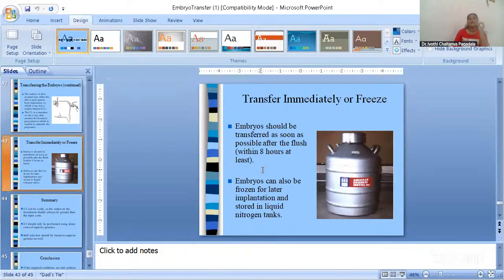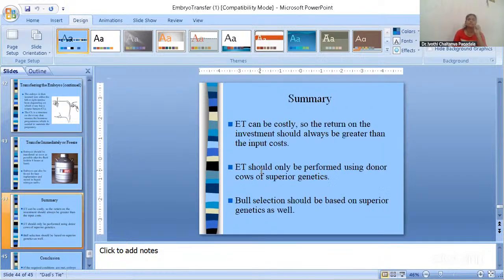Transfer immediately or freeze. Embryos should be transferred as soon as possible after the flush, within 8 hours at least. Embryos can also be frozen for later implantation, stored in liquid nitrogen tanks.